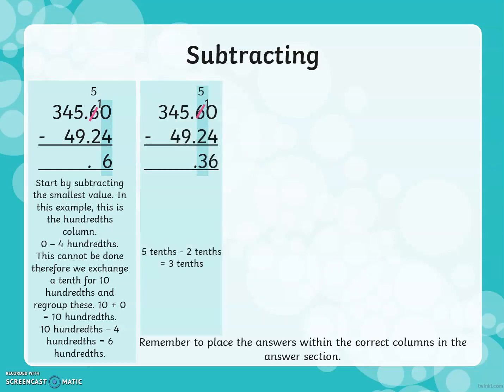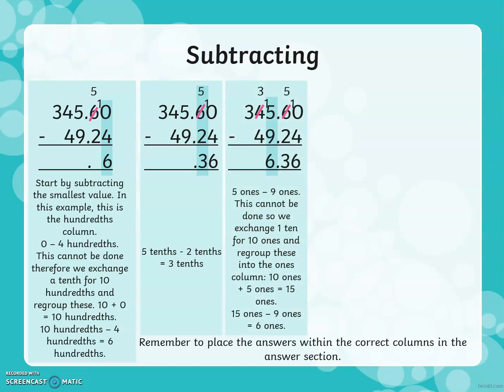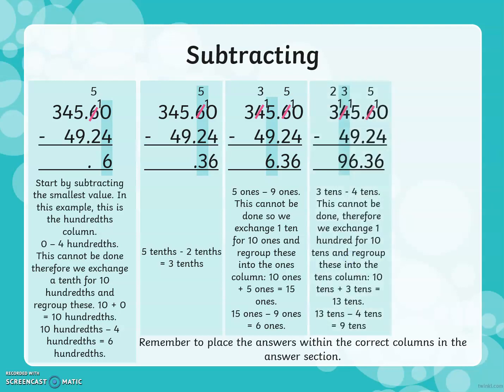Moving on to the tenths, 5 tenths minus 2 tenths equals 3 tenths. Then 5 ones cannot take away 9 ones. This cannot be done, so we exchange 1 ten for 10 ones and regroup these into the ones column. So 10 ones plus 5 ones becomes 15 ones. And then 15 ones minus 9 ones, we are left with 6 ones. Then we are on to the tens column.